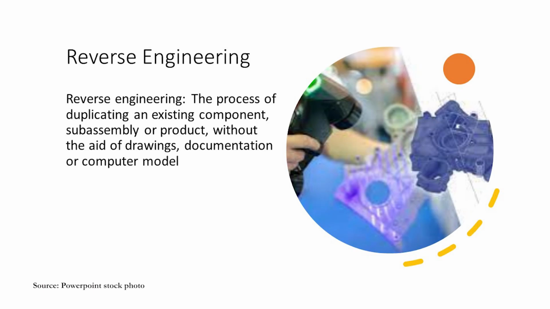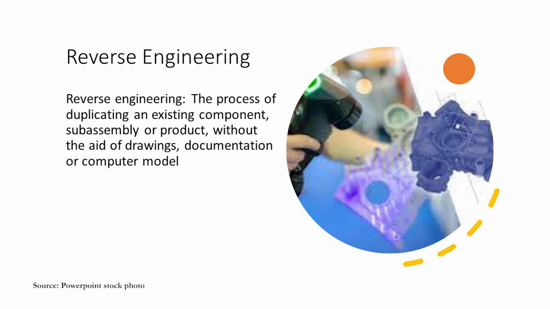So, let us say you have a chair, this chair here, and you are asked to make a copy of it. Okay. To make the copy of the chair, you are not provided with any kind of drawing, you are not provided with any kind of documentation or computer model, you are just given the actual product. Okay. So, how do you go from this actual product to making your own product, which is a copy of that? Okay. So, that is reverse engineering.